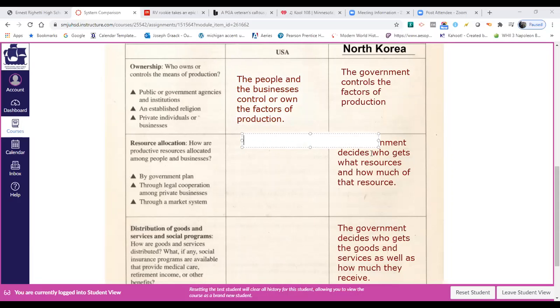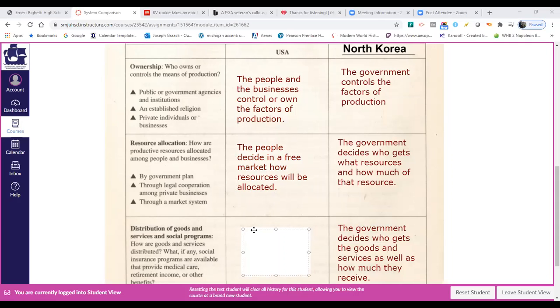Okay, group number 1. In terms of resource allocation, how are productive resources allocated among businesses and people? Through a free market. Yep. The people decide in a free market how resources will be allocated. Perfect. And then lastly, on group 1, distribution of goods and services and social programs in America, how is that decided? By producers and consumers. Yes.